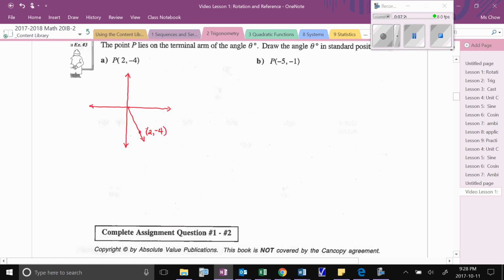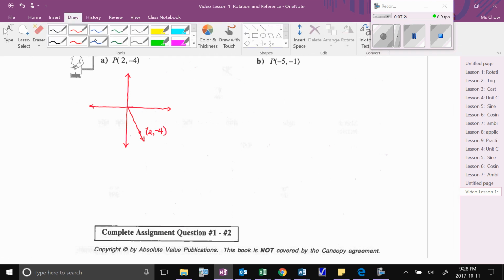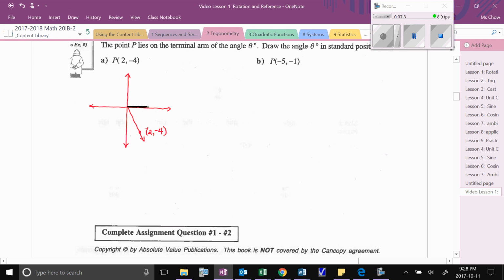And we know that my initial arm, let's use a different color, my initial arm is on the positive x-axis, and we are going in a counterclockwise direction. So this is our angle theta degrees then. Okay, so hit pause and try part B then.